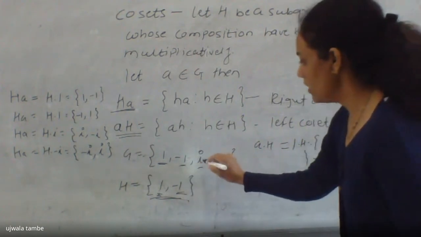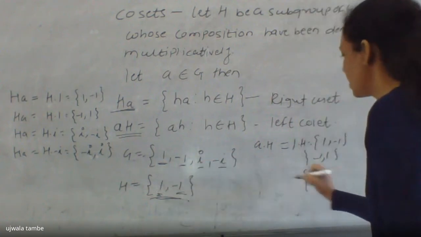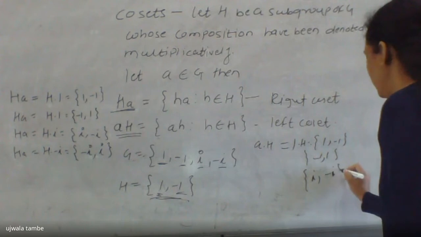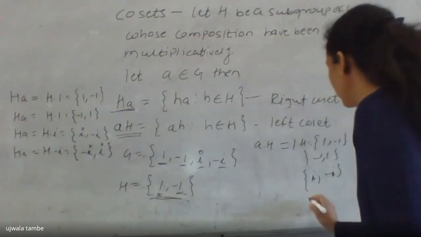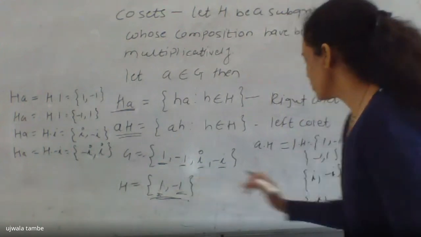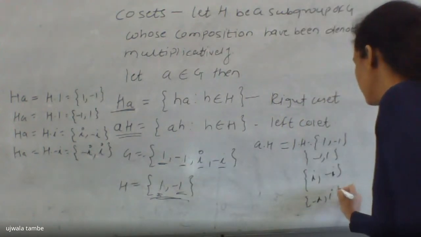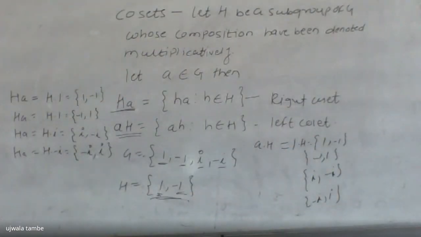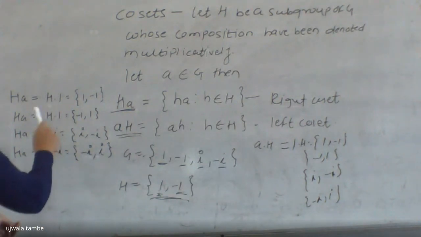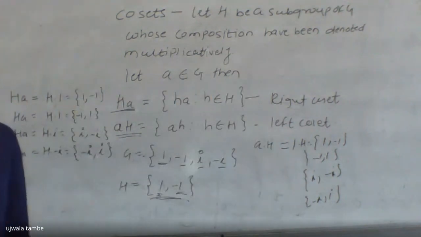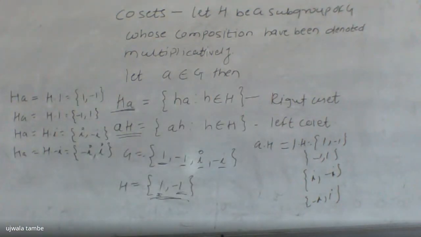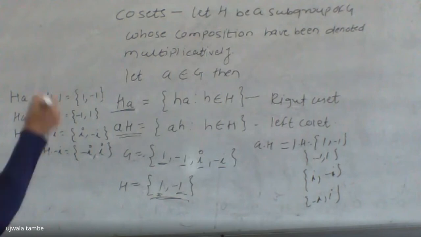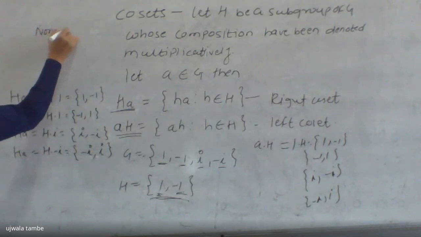Okay. Then i into 1 is i and i into minus 1 is minus i. Again, minus i into 1 is minus i and minus i into minus 1 gives us plus i. So this is the HA set and this is the AH set. Now, for this scenario, the values of left coset and right coset are the same, right? So when the values of left coset and right coset are the same, then it is called a normal subgroup.